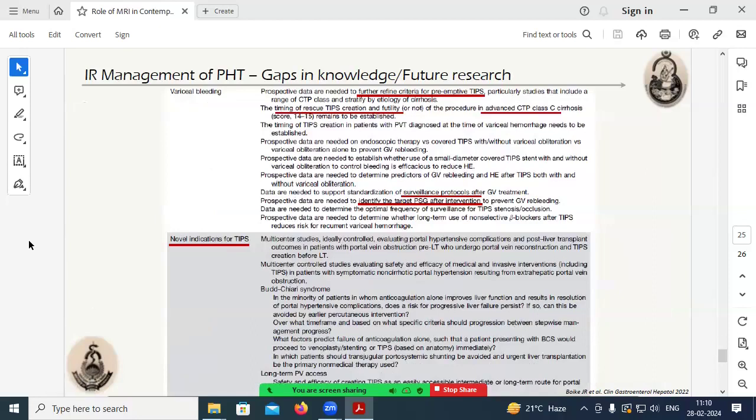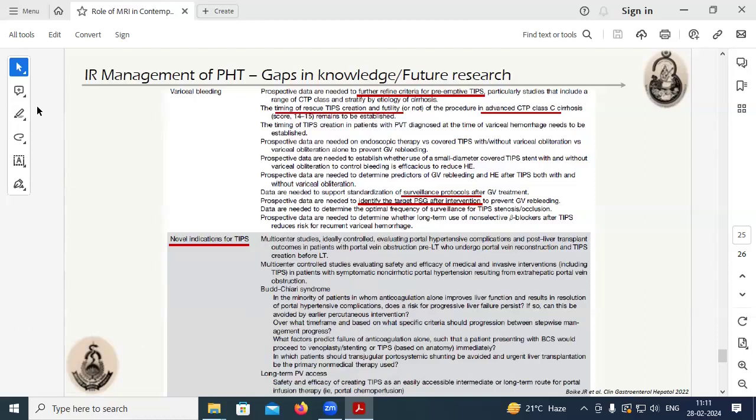Similarly, what should be the surveillance protocol, how to identify the target portosystemic gradient for intervention, and the novel indications? In novel indications, they have mentioned many things, but Budd-Chiari syndrome has also been mentioned. I think for our country and especially for this institution, TIPS in Budd-Chiari is not a novel indication per se. When we were residents, we saw sir performing cases even for pediatric Budd-Chiari syndrome TIPS. But these are small case series and a few case reports. No large prospective data is there to guide our decision making in such scenarios.